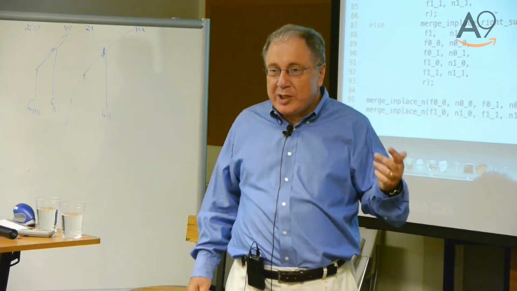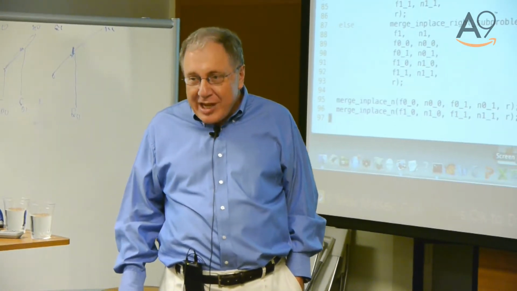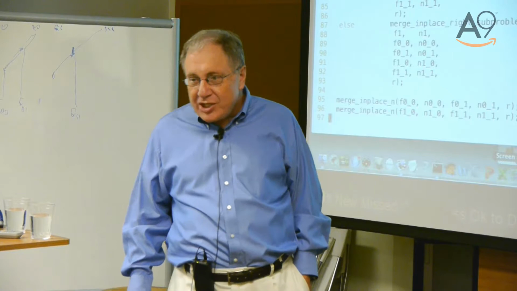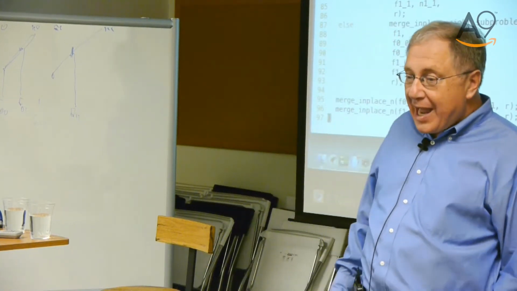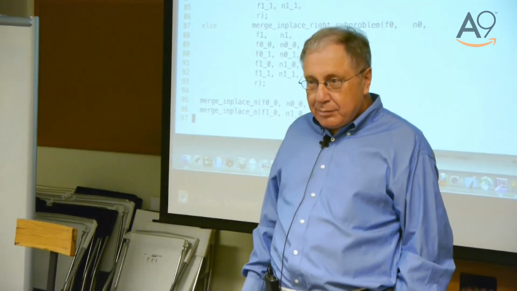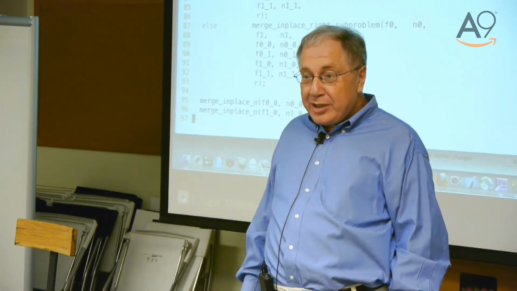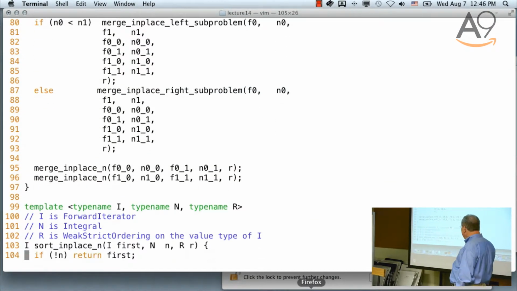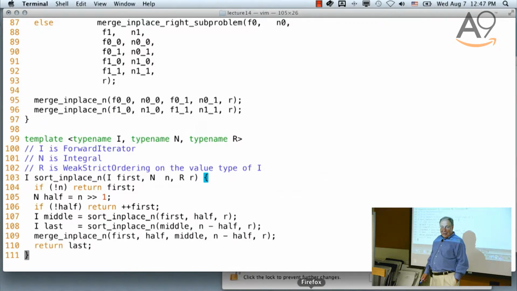Now, how could we sort with this thing? It's really trivial, guys. Now, let us write a sort which will use this merge to sort. And the only tricky thing in the entire thing is figuring out what the sort, which usually returns void, returns. Here, we're going to return an iterator, because this is sort in place, n. It's giving the beginning and the count.